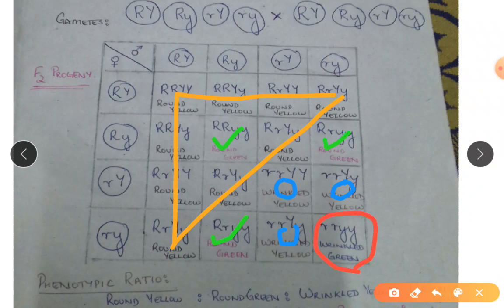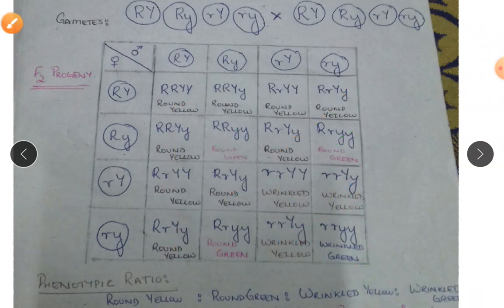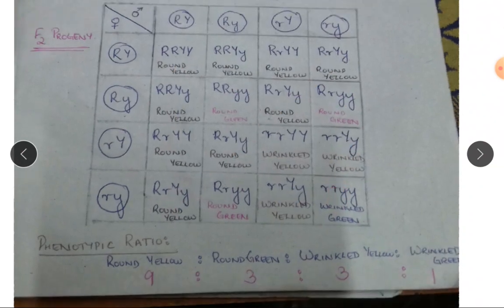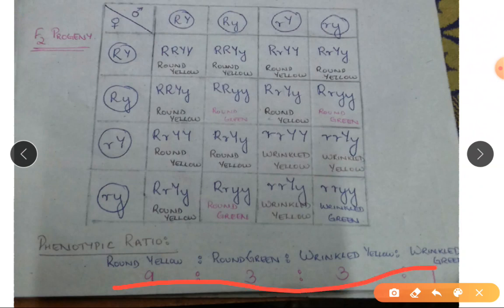The best way to draw this box is to first write the gametes, but before I go to the box method, let me tell you the number here. You can find 9 are there. 1, 2, 3, 4, 5, 6, 7, 8, 9. Then there are 3 green marks, then 3 blue marks, and finally 1 circled, wrinkled green. So this is your result. Phenotypic ratio was the result.